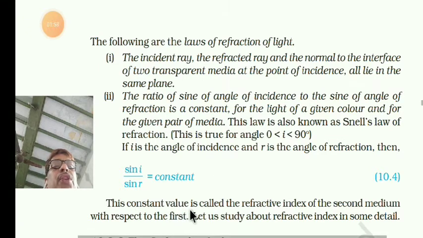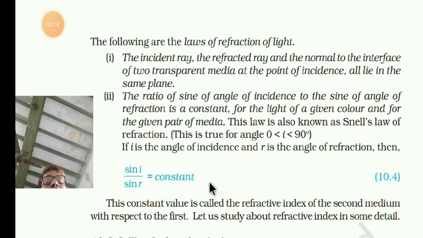This constant value is called the refractive index. So what is the refractive index? The value of this ratio is called the refractive index. This refractive index is referred to as that of the second medium with respect to the first one.